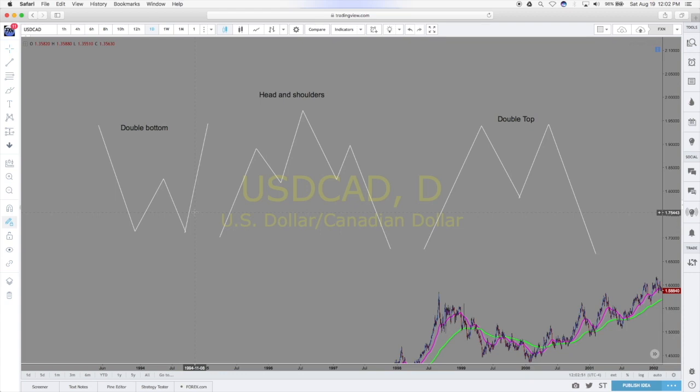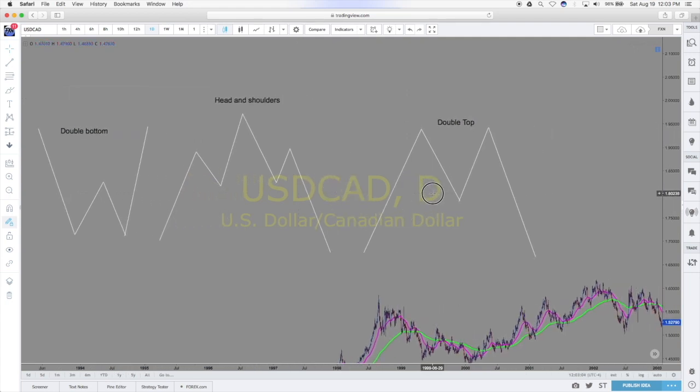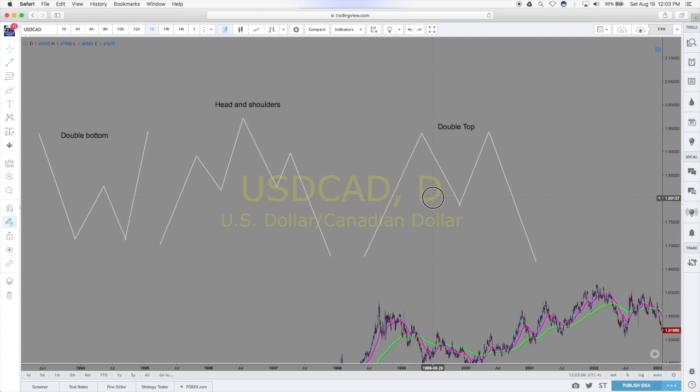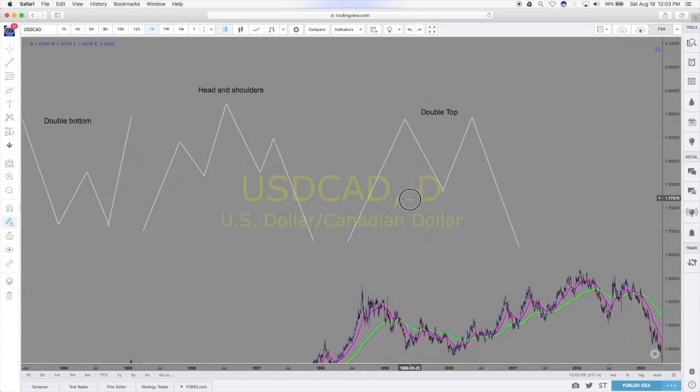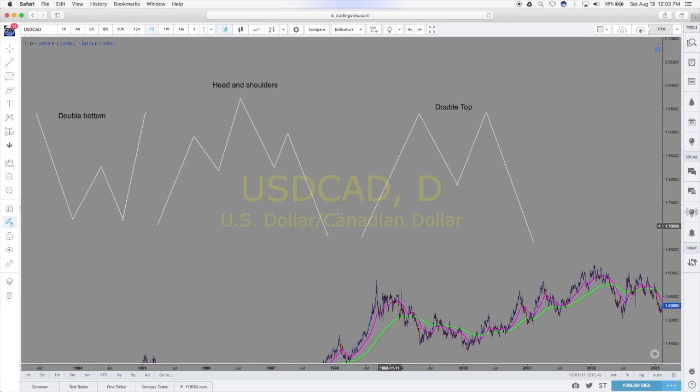Okay, now why are these patterns so powerful, right? Why do we see them? Well, these specific patterns, and we'll talk first about double tops here. Okay, now what is a double top? Basically, remember, these are reversal patterns. So we're talking about price, and let's say just in the double top here, we're talking about price that has been in an uptrend, right?